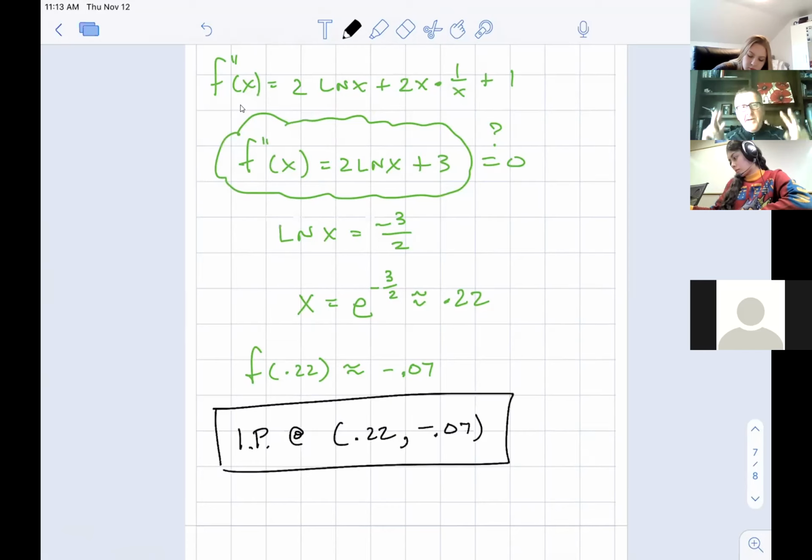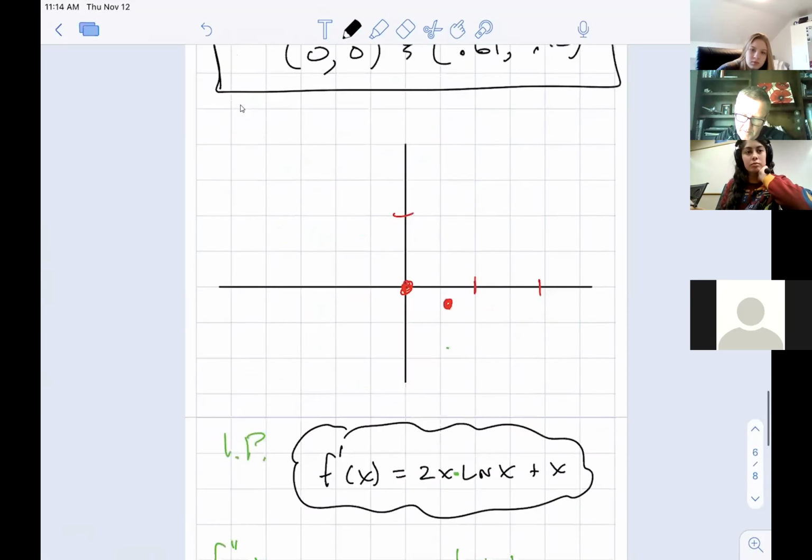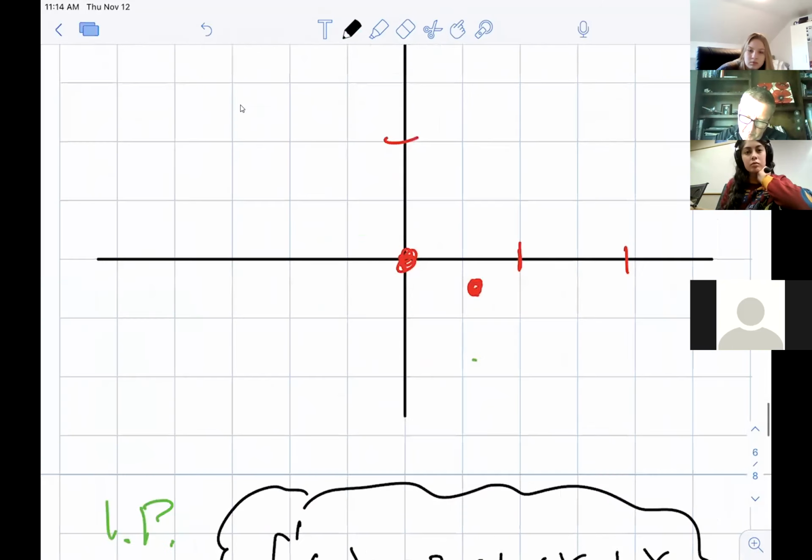So there's only 3 important points on this graph. There was a maximum and minimum, or maybe 2 maximums or 2 minimums. And then there's one inflection point, 0.22, negative 0.07. So let's go back at the graph and stick 0.22, negative 0.07. And so sure enough, it is right in between those.